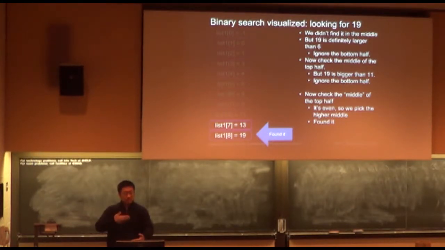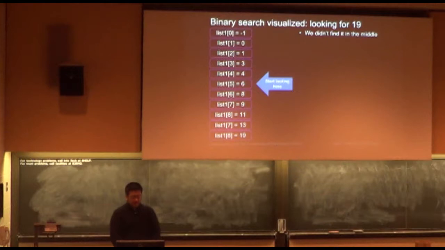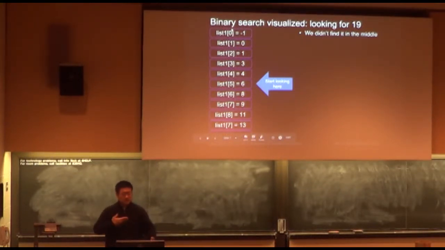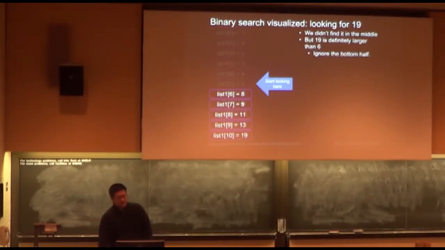So once we find the middle member of the range, we check to see if it's equal to what we're looking for, and then we update the top and bottom. So if the middle member of the array is 6, the middle index is 5, the top is index 10, and the bottom is index 0. Since list 1 sub the middle member of the array is not equal to 19 and less than 19, we're going to update the bottom end of that array to list 1 sub 6. So the bottom end becomes list 1 sub 6, and the top end becomes list 1 sub 10.